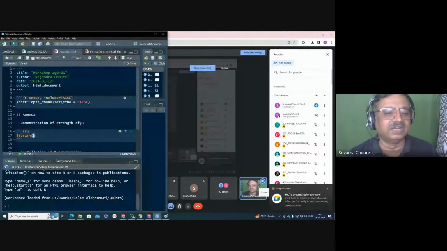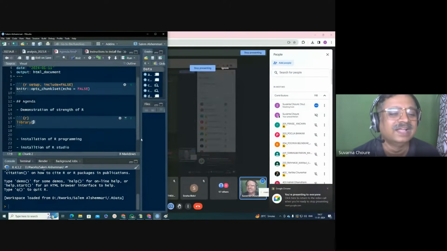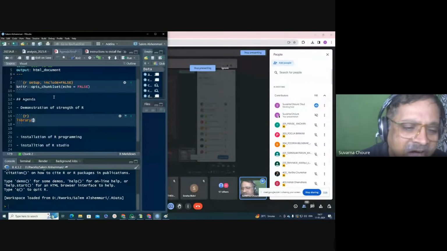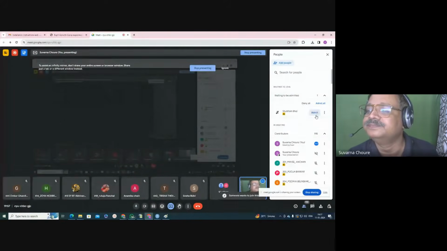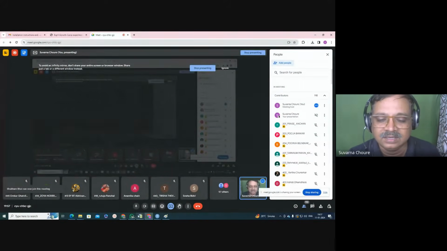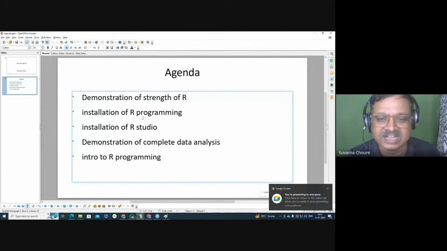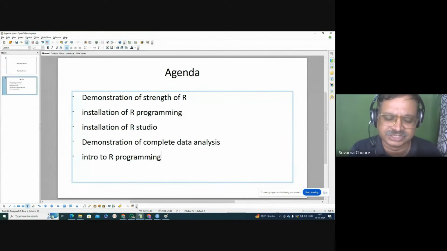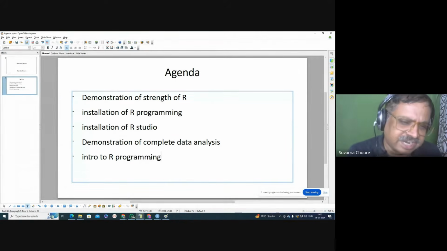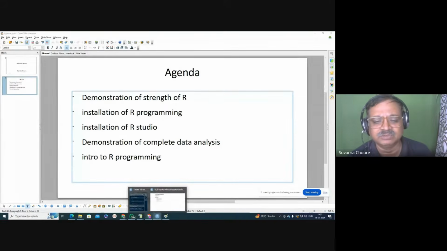I'll have to keep on repeating to those who are joining a little late that I'm just showing the strength of R. And after that, this will be our agenda: demonstration of strength of R, installation of R programming, installation of R Studio. Then we'll go for demonstration of complete data analysis, then intro to R programming. Today's session will be for demonstrations. I will demonstrate installation of R also. I'll demonstrate installation of R Studio also, and I will demonstrate complete analysis also. Initially, just a glimpse of analysis.